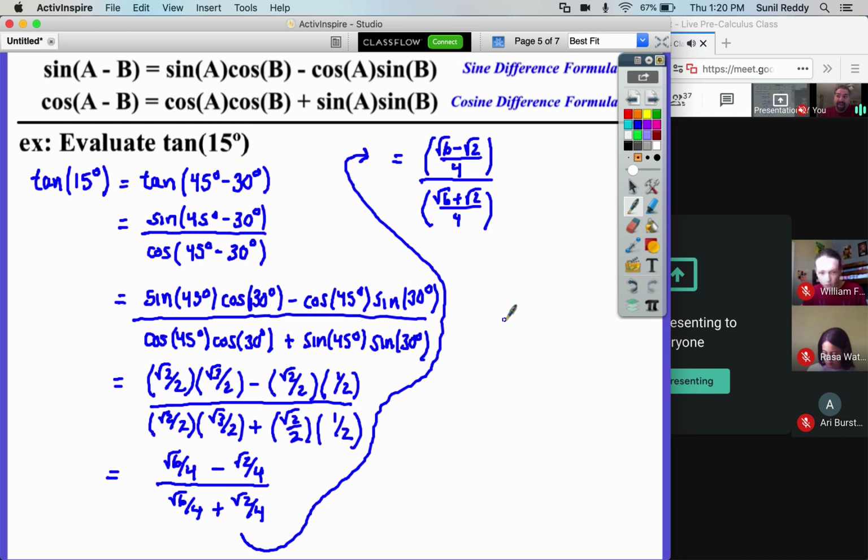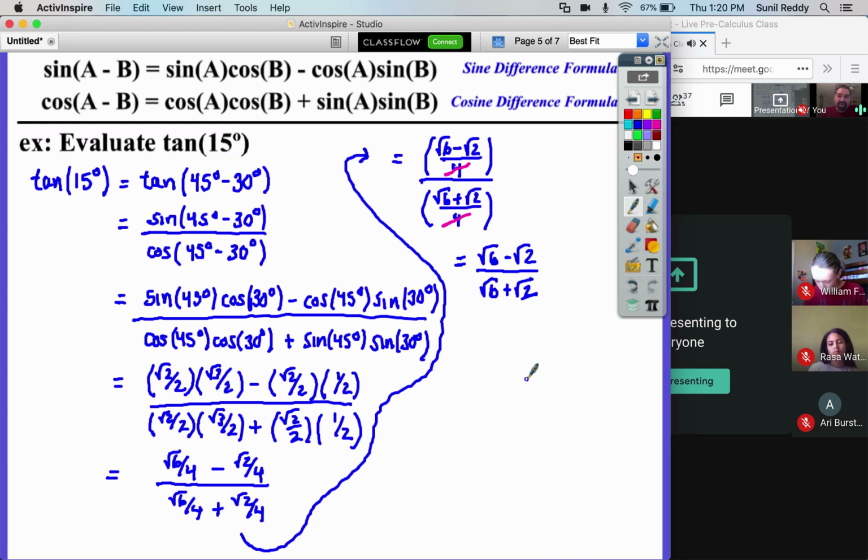Now we have fractions with the same denominator and we're dividing, so we could keep, change, flip and cancel the 4's, or we could just use our shortcut and realize that when we're dividing fractions with the same denominator, they cancel each other. So this now leaves me with root 6 minus root 2 divided by root 6 plus root 2. Again, still illegal to cancel because we have subtraction and addition. They're unlike terms, so I can't fuse them together. This is not yet done.